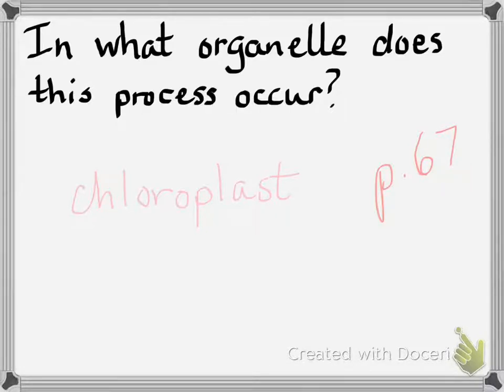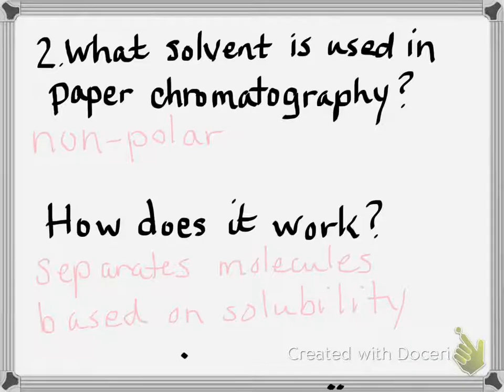Paper chromatography. So paper chromatography, everybody, was a separation procedure. Let me remind you of what we did. We took a leaf and a piece of white paper, and you mashed the leaf a minimum of 10 times to get the pigments out of the leaf onto the paper. Do you remember doing that? Yeah. And you can look at the pictures on page 68 to remind you what we did.